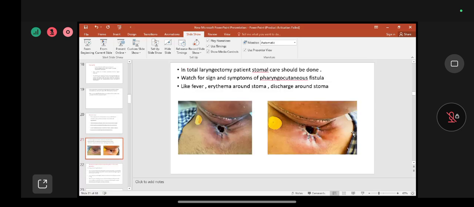Wound care in head and neck cancer patients. In total laryngectomy patients, stomal care should be done, and watch for any signs and symptoms of pharyngocutaneous fistula, like fever, erythema around the stoma, and discharge from the stoma.